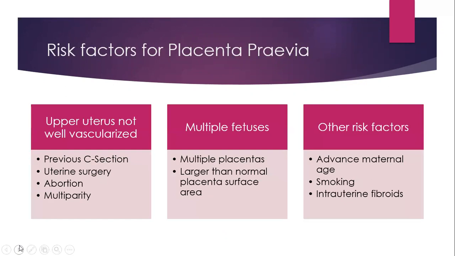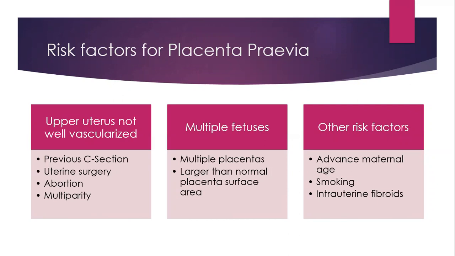So then your risk factors for placenta previa: it's when the upper uterus is not well vascularized. There's a previous C-section, uterine surgery, abortions, or multiparity. The upper uterus is usually not well vascularized, and this causes the placenta to implant in the area that is better vascularized, and in this case it would be the lower segment.